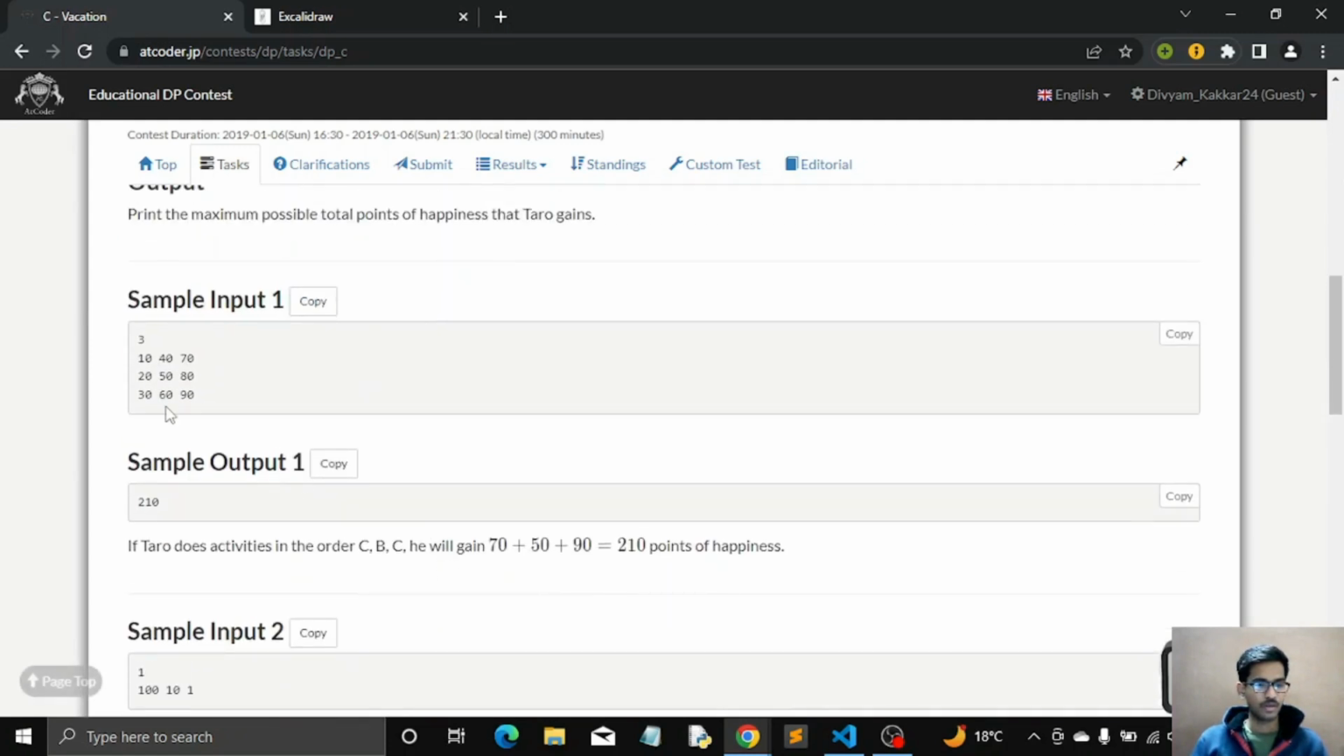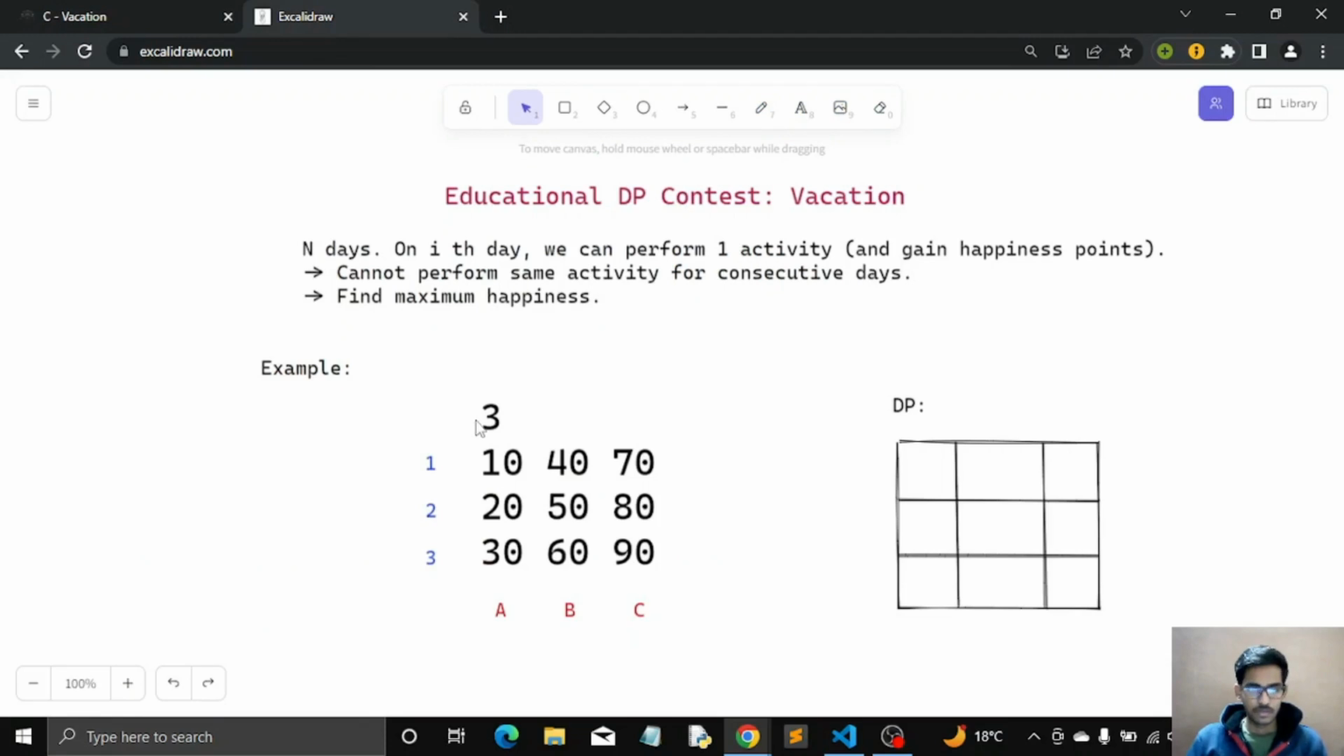Now, to understand the approach to solve this problem, let us consider this example. In this example, we'll be given 3 days in our vacation, and on each day we will be given 3 integers. Each integer represents the points associated with a particular activity on the ith day. We must keep in mind that we cannot perform the same activity on consecutive days, and we need to find the maximum happiness after n days.